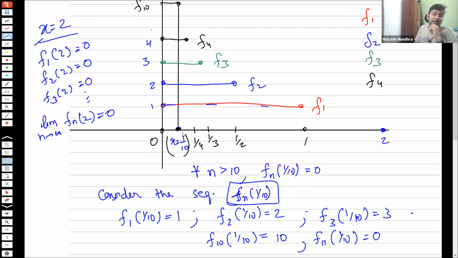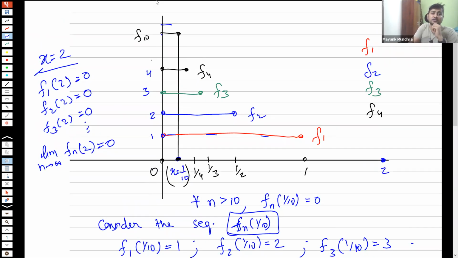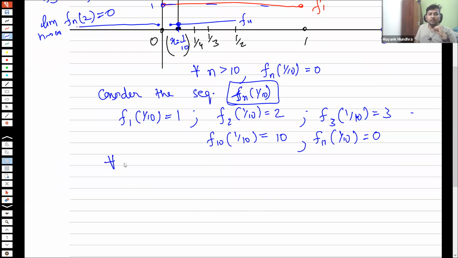Right? So F10 onwards, no function is going to give a positive value. So this is, let's say, F11. F11 looks like this, 0 till here, then 11 here, then again 0. So for F11, the functional value at 1 by 10 is 0. So for all x positive, there exists a natural number capital N such that Fn of x is equal to 0 for all small n greater than capital N.